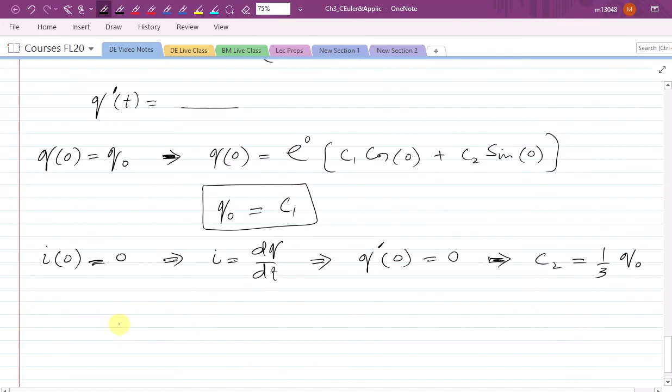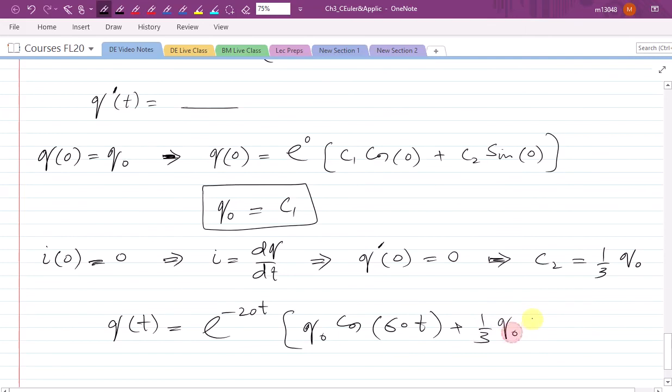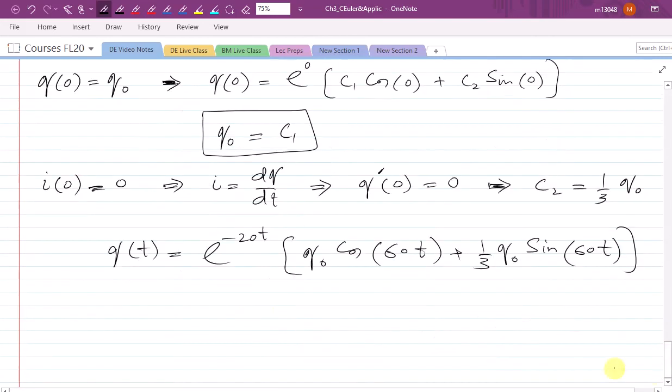Okay, q of t equals e power minus 20t, c1 is q naught, so q naught cos of 60t plus 1 by 3 q naught sine of 60t. You can take q naught common if you would like, and that completes the solution.